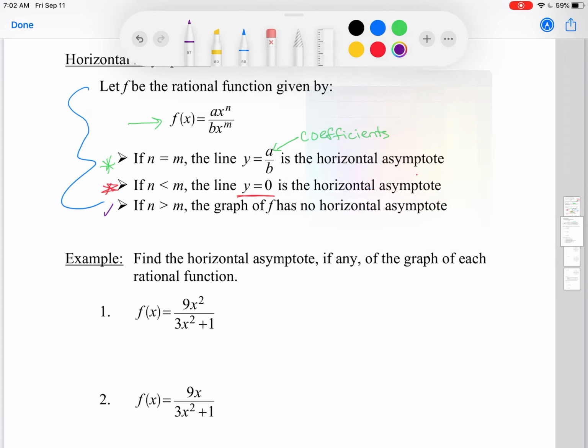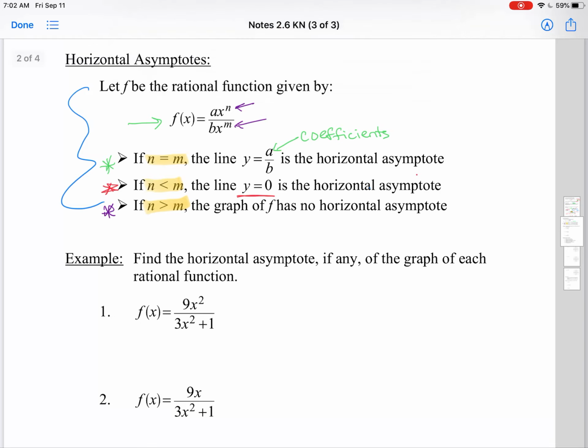And last but not least, if n is greater than m, then the graph has no horizontal asymptote. Now looking at this, it looks like a lot to remember, but practicing these functions and practicing horizontal asymptotes is what's going to get us to remember it the most. Notice how all three of these start with n's and m's. So as we go through these notes, we are focused on the exponents of my x variables. Once I know those exponents, then I can use those three rules to determine what's going to happen.